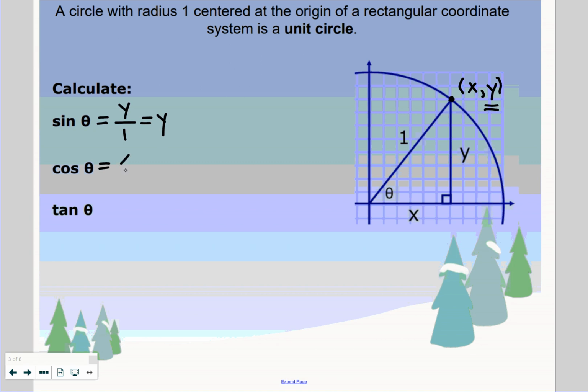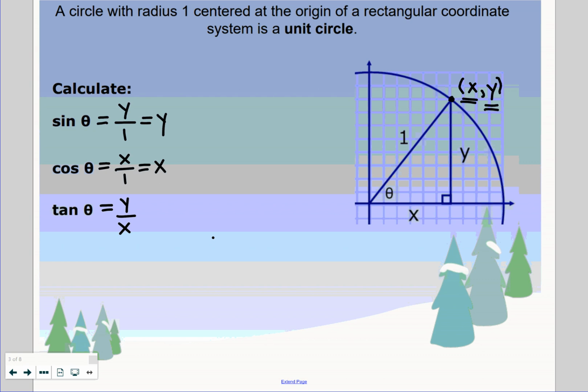Cosine is adjacent over hypotenuse, so x over 1, and that's just x. So what does this tell us? It tells us the x coordinate of any point on our unit circle is the cosine of the angle it takes to get to that point. And then tangent is y over x. That's opposite over adjacent. So we can take coordinates to calculate the tangent. And then what I don't have on here is our reciprocal functions, cosecant, secant, and cotangent, but we know that if we have these three, we can just take the reciprocals to get the other three. So I would write this quick little set of formulas in the corner of your unit circle.